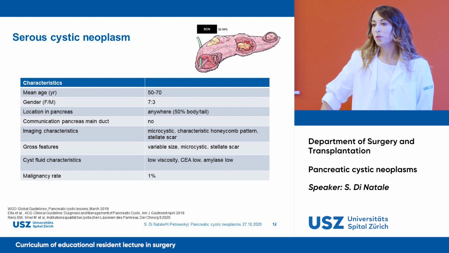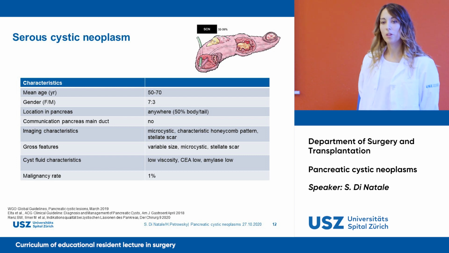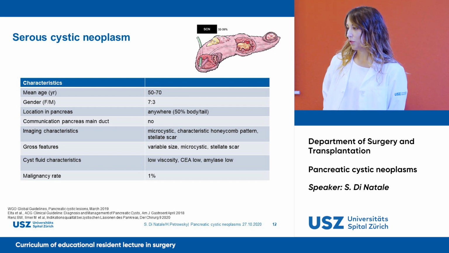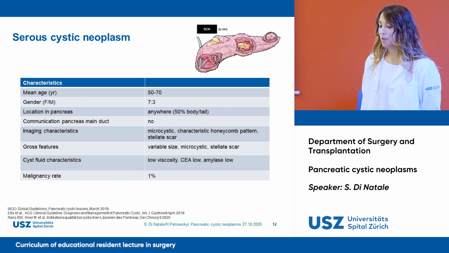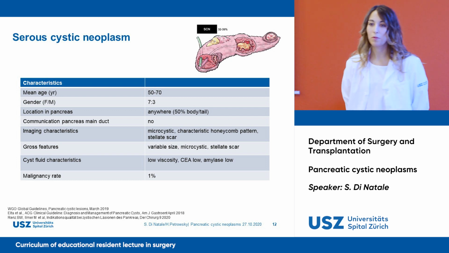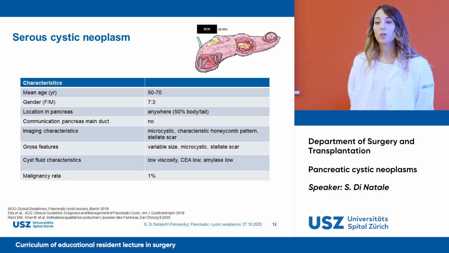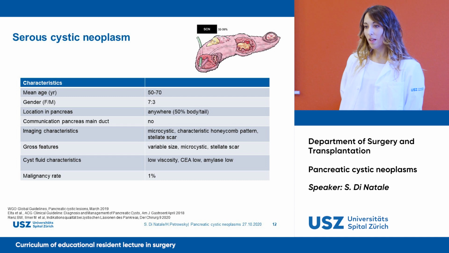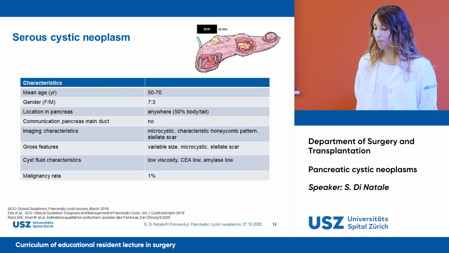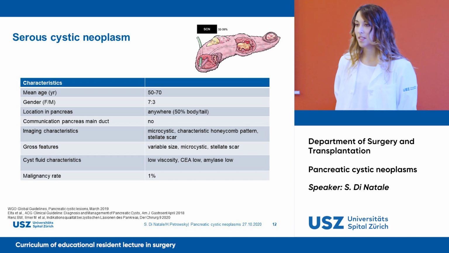So now I would like to focus on the clinical, imaging and cyst fluid analysis characteristics of the 4 pancreatic cystic neoplasms mentioned before. Serous cystic neoplasms are mostly found in patients between 50 and 70 years of age, and there's a female predominance. They can be located anywhere in the pancreas, and in 50% of the cases, they are found in the body and tail. There is no communication between the main pancreatic duct and the cyst.